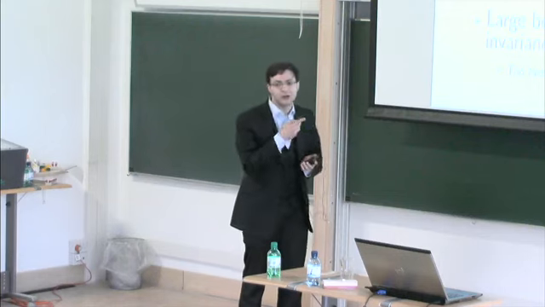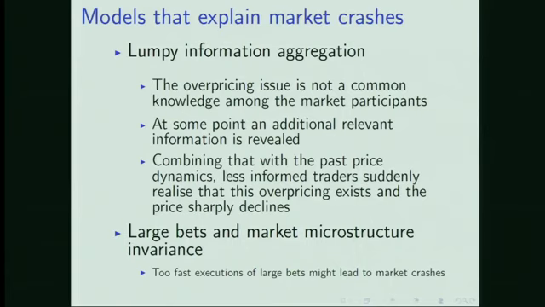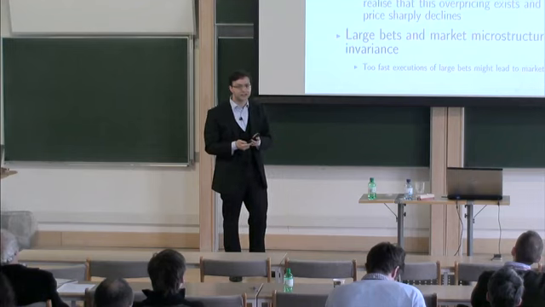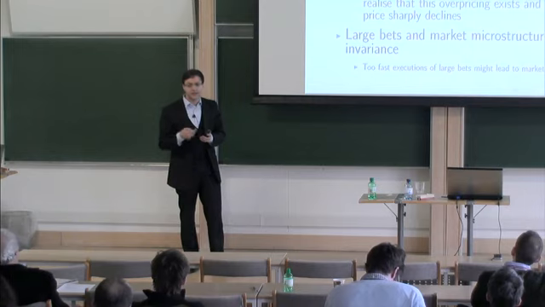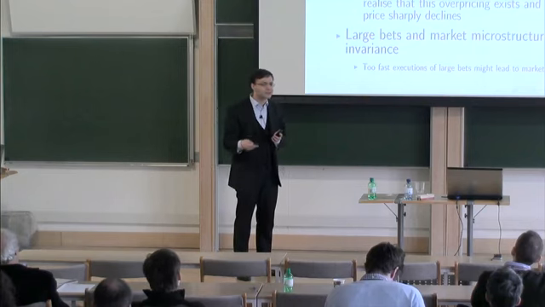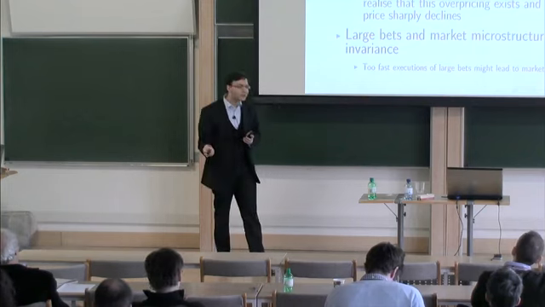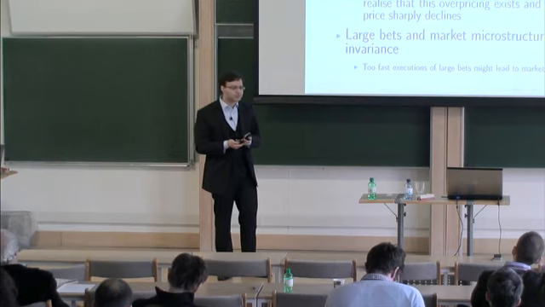The last group of models is based on recent papers by Kyle and Obizhaeva, in 2011, 2012. It's quite a new approach, based on market microstructure invariance. The idea is that if we have large bets on the market, and traders want to execute them too fast, faster than the natural speed of execution, then we would have a market crash.